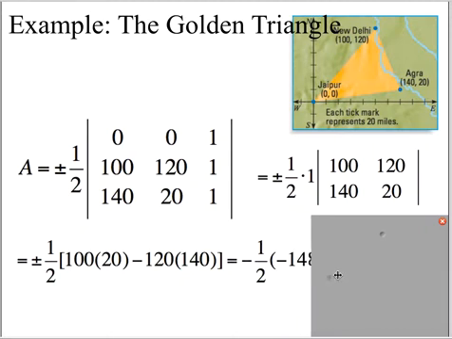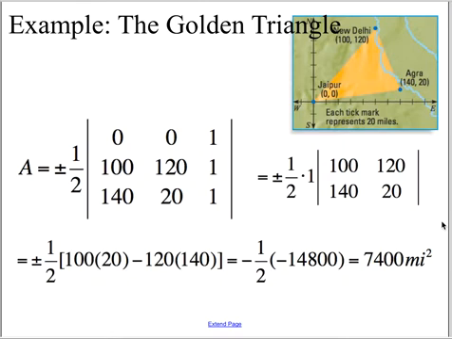So then you get, I'm going to use a negative 1/2 times negative 14,800. Because this came out to be a negative value, I want to multiply it by a negative 1/2 so that my area is a positive 7,400 square miles. So that is the area of the Golden Triangle in India.